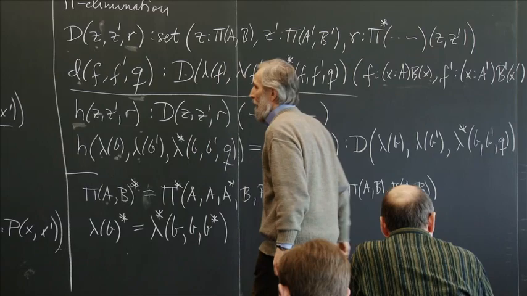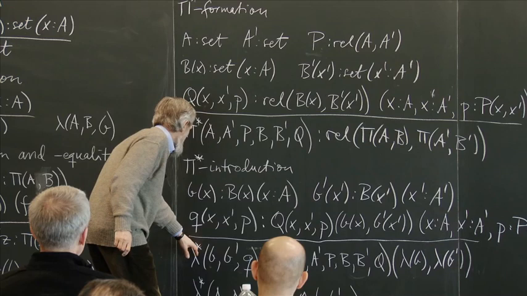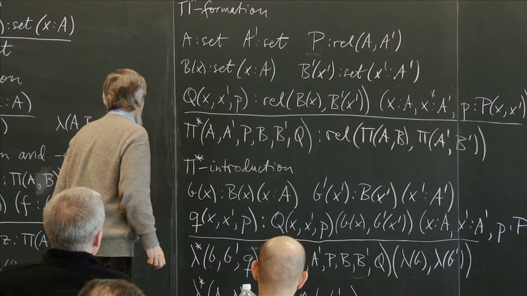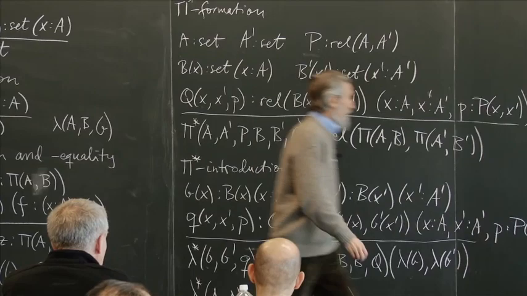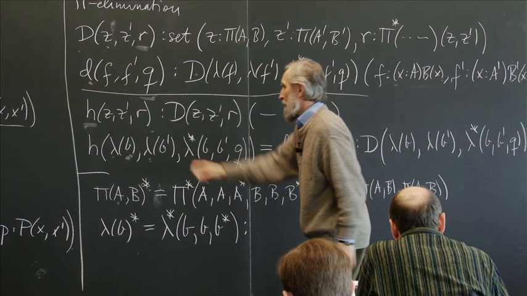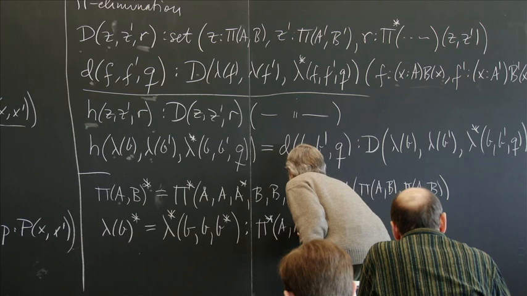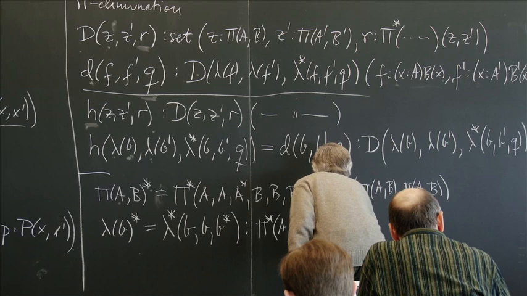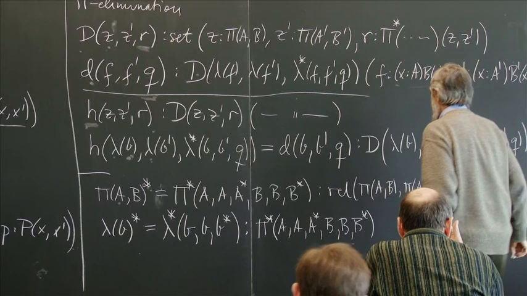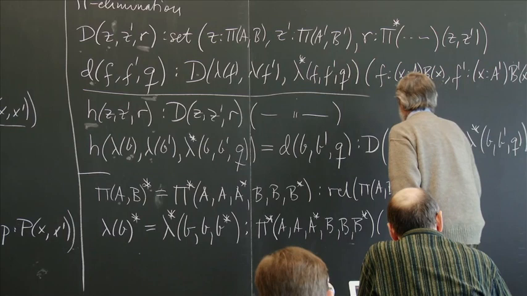So we get lambda star of b b and b star, which is precisely the Q here. So lambda b b star, which is in pi star of precisely these arguments, of lambda b and lambda b.